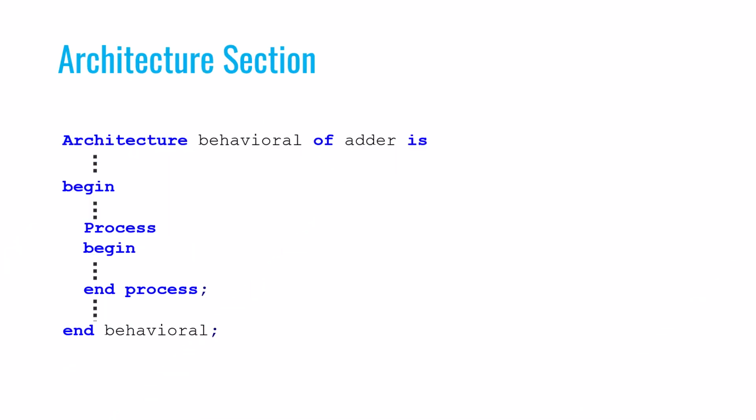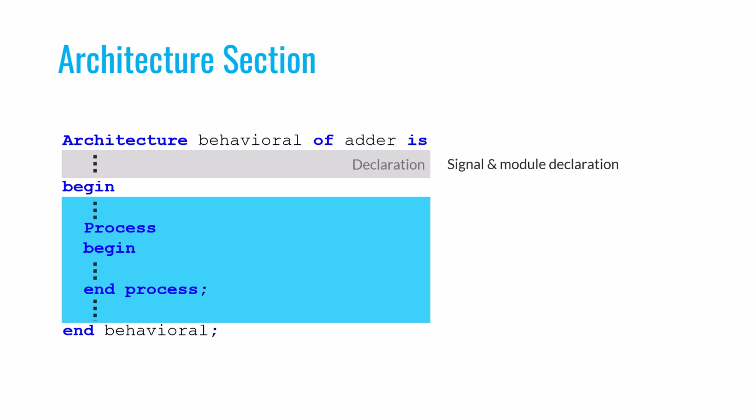To recap the structure of the architecture section, as you've seen before, a typical architecture structure used to describe circuits can be represented like this. After the keyword architecture, you'll encounter the keyword begin. This section between these two keywords is known as the declarative region, where signals and modules are declared. From the begin keyword of the architecture to the end of the architecture section, which is marked by the keyword end architecture, lies the concurrent section, where you can only design combinational circuits.